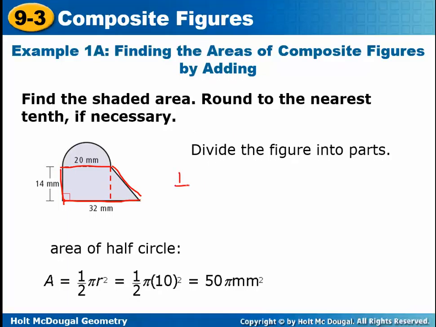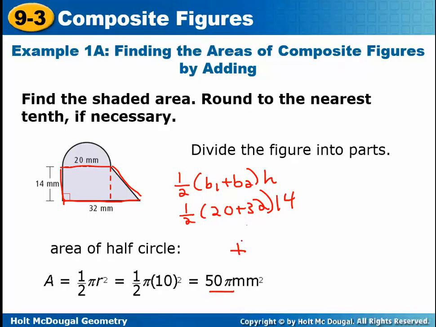The area of a trapezoid is found by taking 1/2 b1 plus b2, and I know both of those, times the height, and I know that too. So I would take 1/2 of 20 plus 32 times the height of 14, and I would take this answer and add it to this answer, and I'd be all done. So 20 plus 32 is 52, so I have a half times 52 times 14, so a half of 52 is 26. So 26 times 14 is equal to 364. So I'd have 364 plus 50 pi.